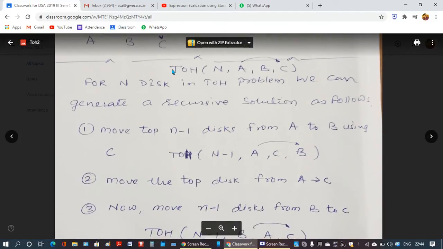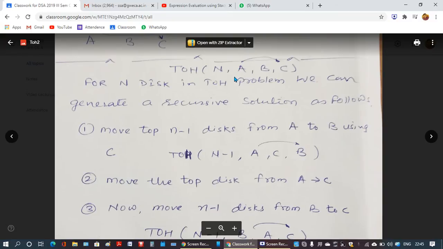So this is how I represent a problem of n elements, that means n disks, and I want to shift from A to C. So source is A, destination is C, and B is auxiliary. So I have represented this problem in this manner.